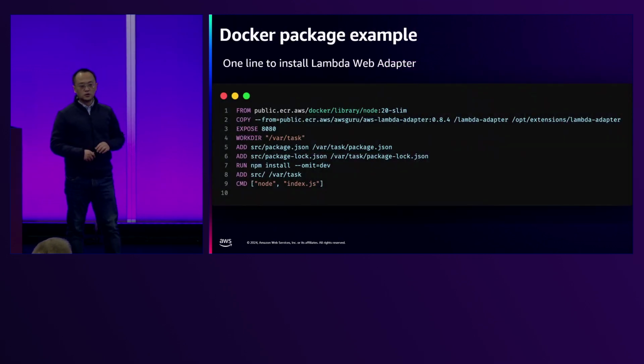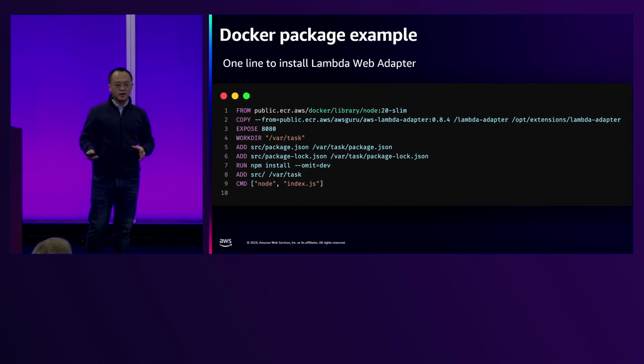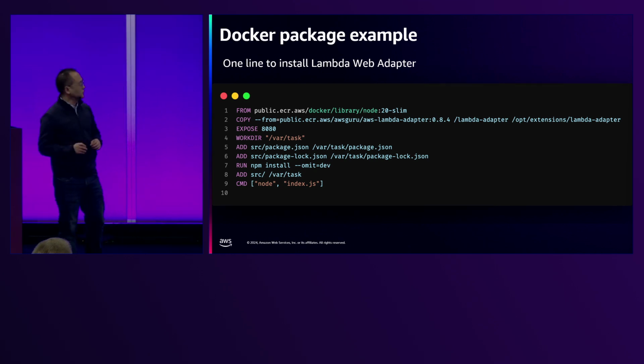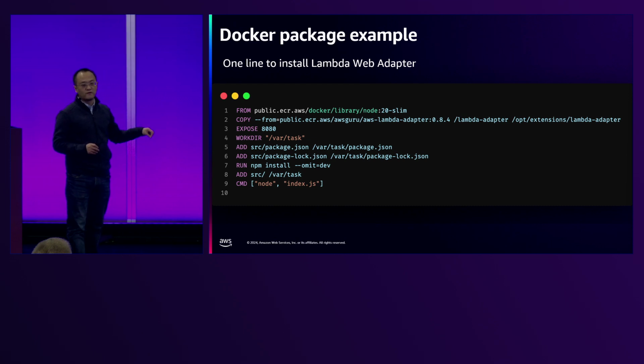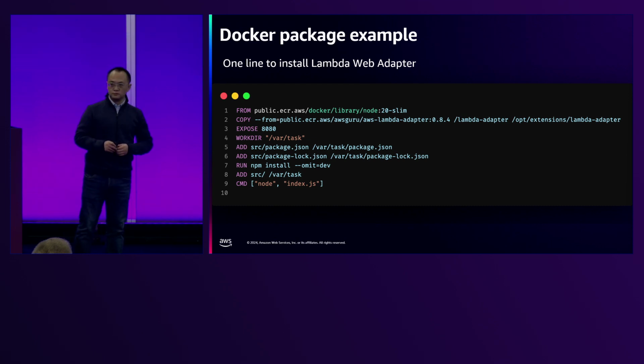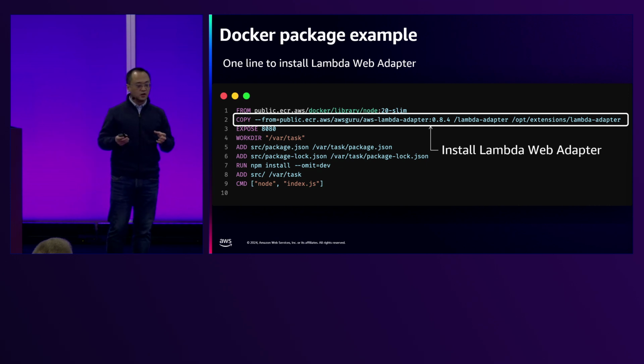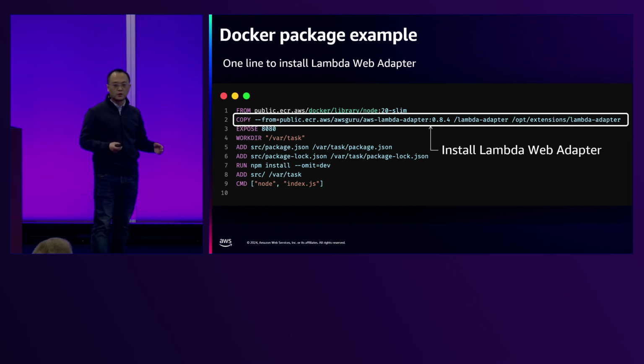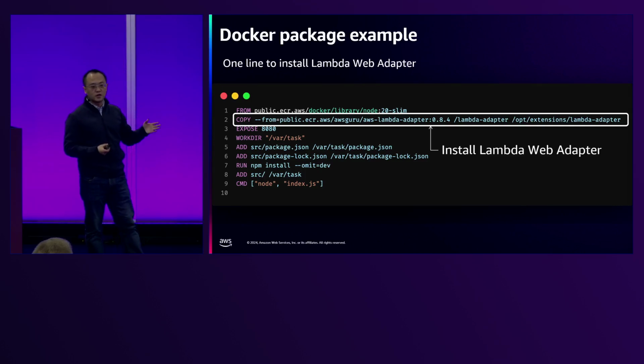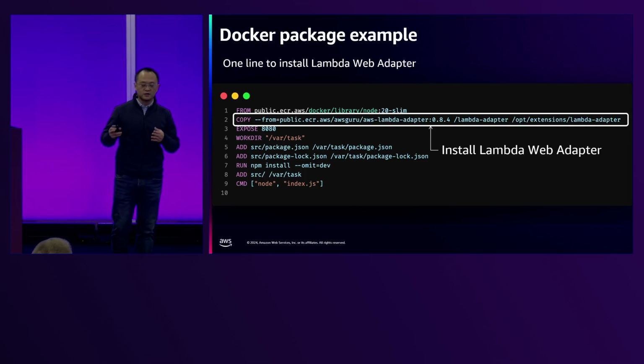So let's look at how we can package a web application and easily add the web adapter. Then you can deploy that into Lambda. This is an example Dockerfile. This is packaging of an Express.js, Node.js application. The only line is this one. This one actually copies the Lambda Web Adapter binary from a Docker image that we provide into a very specific directory inside your Docker image, which is under /opt/extensions.